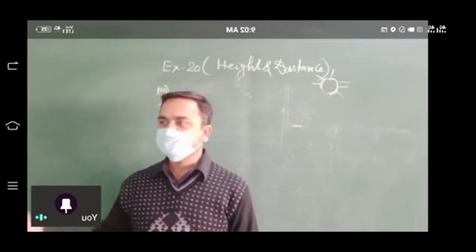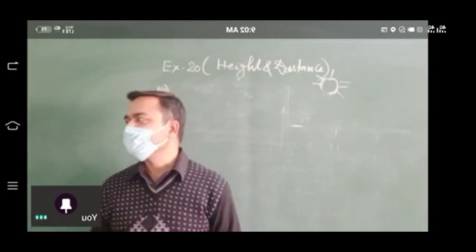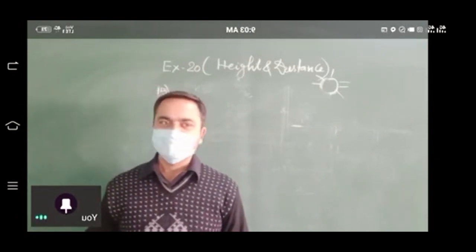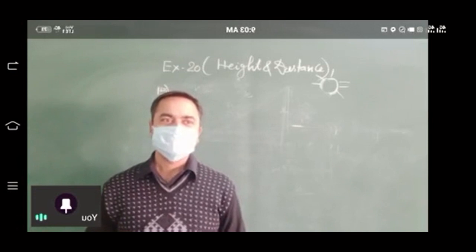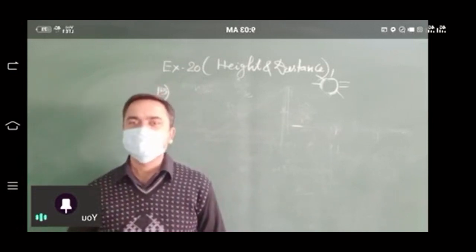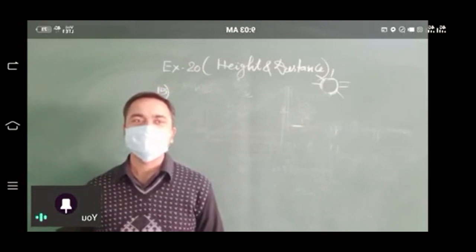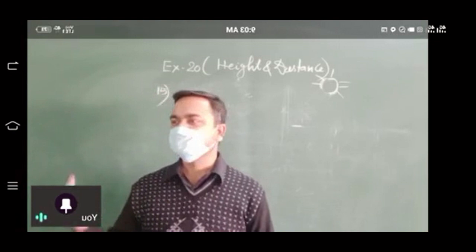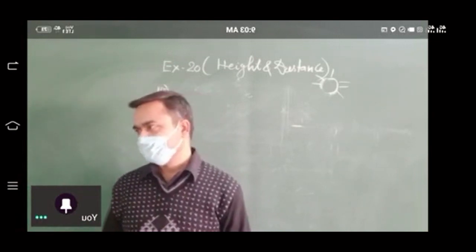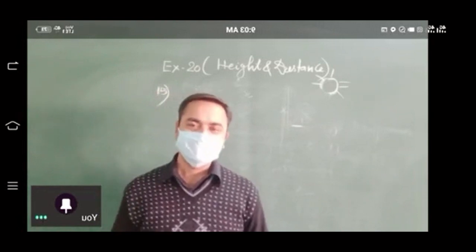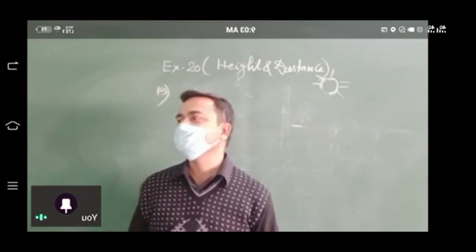But before the decimal, if there is no digit except 0, then 0 is not counted as a significant figure. For example, 0.0025. So 0 is not counted and only there will be two significant figures. But in between two digits, 0 is also counted as a significant figure.